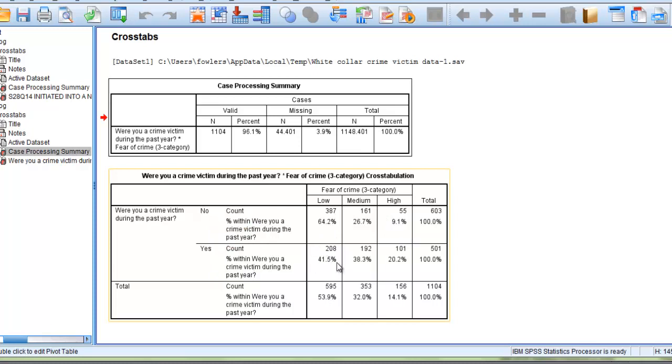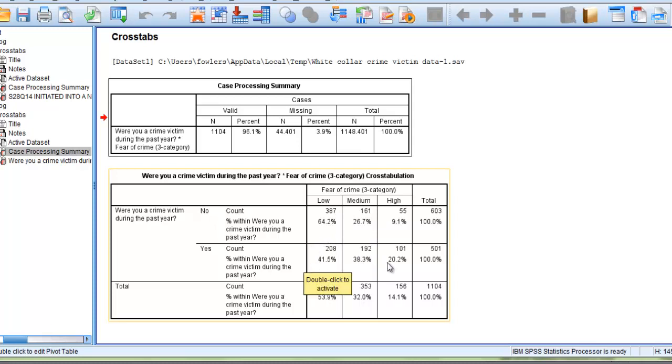They're 41.5% in the low, 38.3% in the medium, and 20.2% in the high. So there is no clear diagonal here. In fact, when you carefully analyze what's going on here, the most common answer, or the mode, for both of these groups, the not a victim and the victim, is low. The highest is 64.2 for the no group and 41.5 for the yes group.